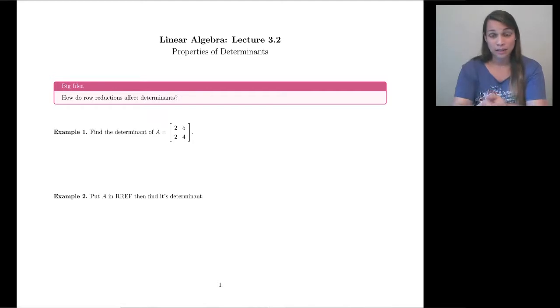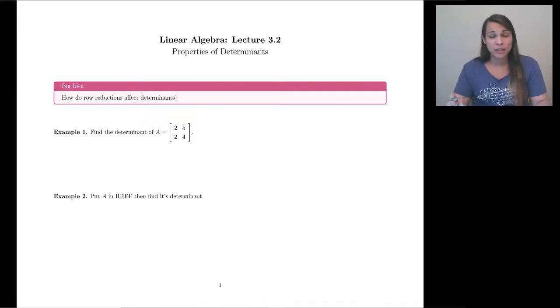Remember last time we left off, I had promised to tell you how determinants were going to help us with determining whether or not A was invertible. And that's what we're going to finally get to today. I'm going to answer that question. But before we can answer the question, I've got another question. How do row reductions affect determinants?